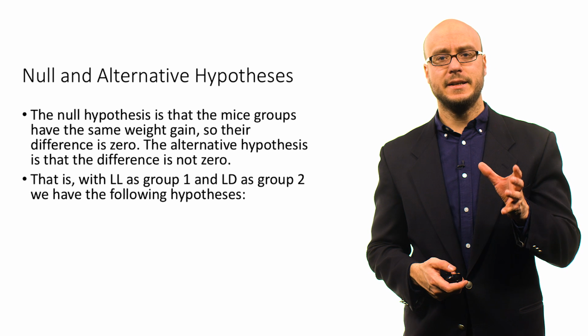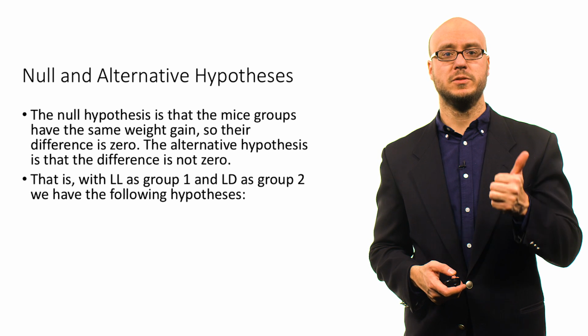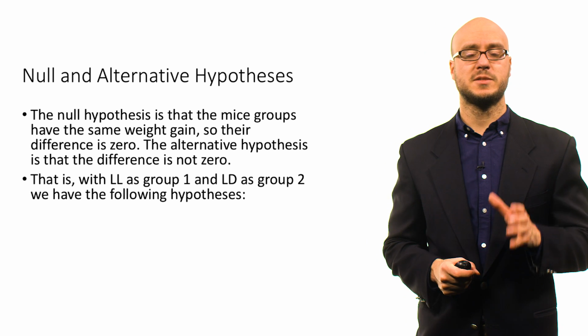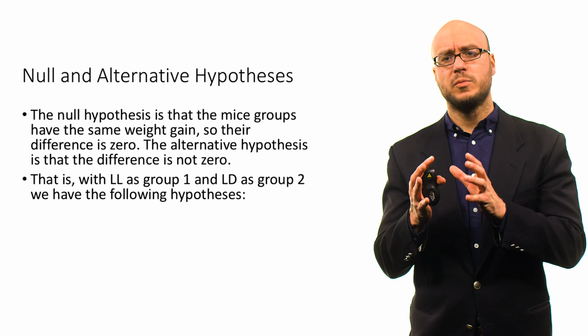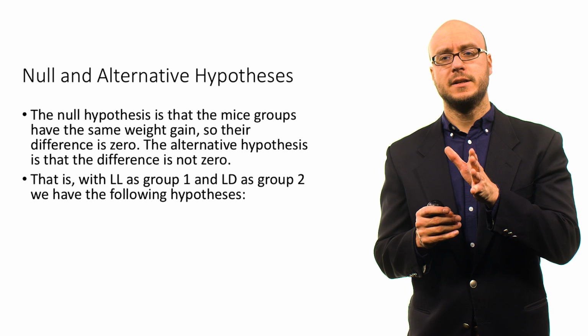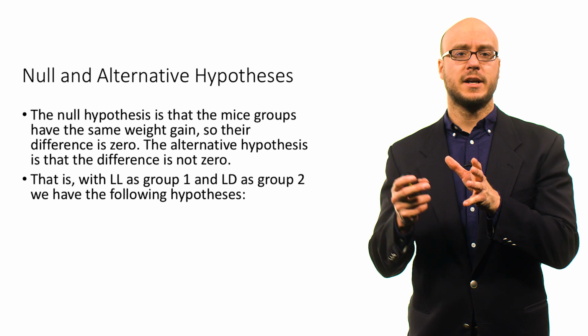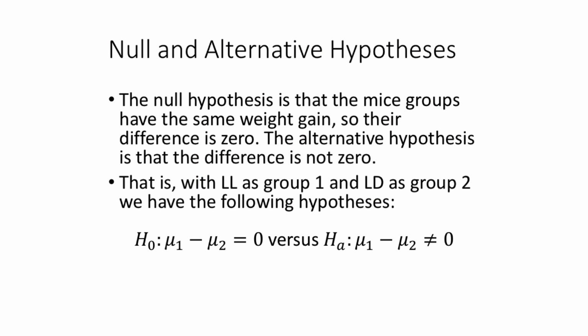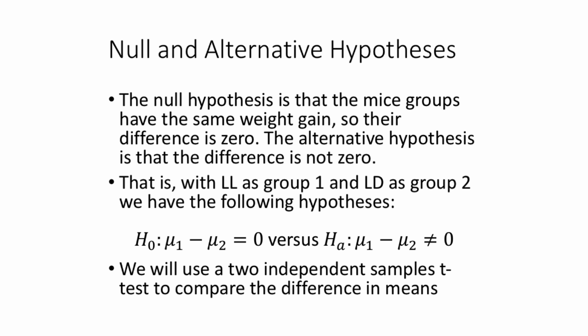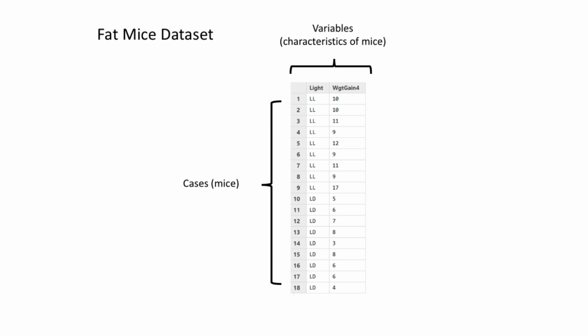So the idea here is that we will use the group of mice exposed to light during the day and light at night as group 1, and the other group of mice exposed to light during the day and dark at night as group 2. And so we're going to express these hypotheses as the null that mu1 minus mu2 equals 0, versus the alternative that mu1 minus mu2 does not equal 0. And we're going to use the independent samples t-test to compare the difference in means.